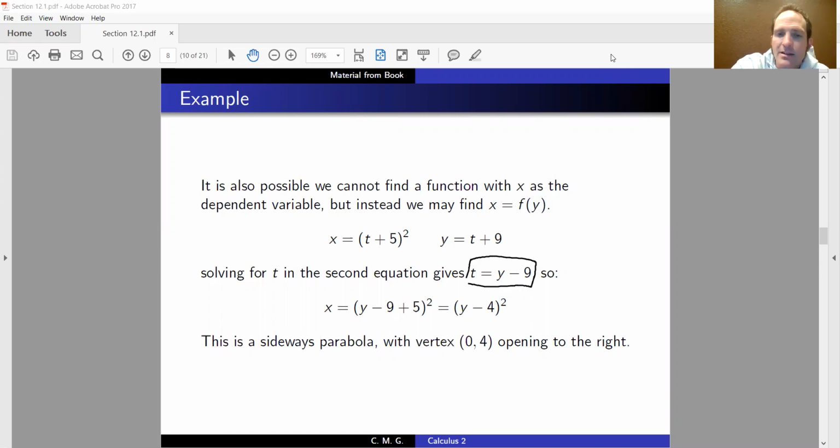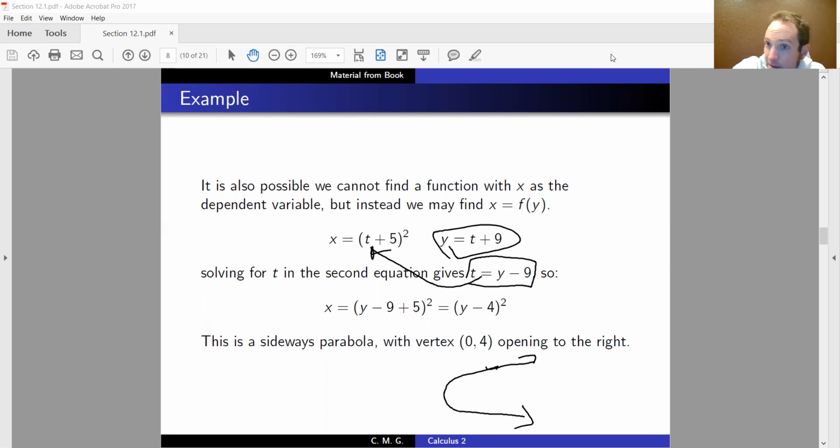Solve for t in terms of y. So I solve for t in this second equation. t is y minus 9. Then I plug that t into the first equation. It gives me y minus 9 plus 5 quantity squared. Evaluate that, I get y minus 4 squared. And then we need to think about what this is. This is a sideways parabola. Its vertex is 0, 4, and it opens to the right, kind of like a Pac-Man going to the right. And so you've got this sort of shape going here.